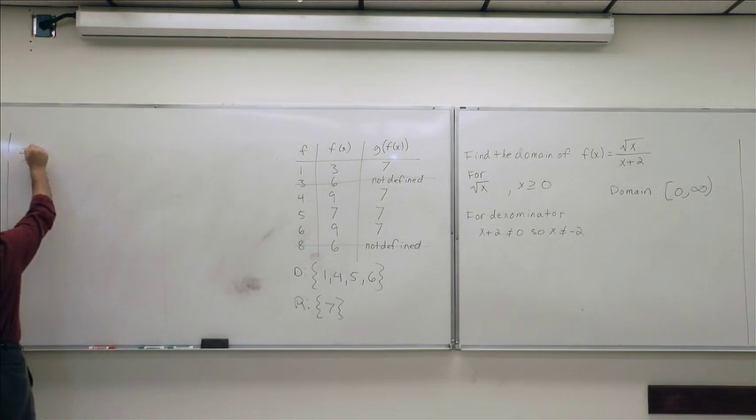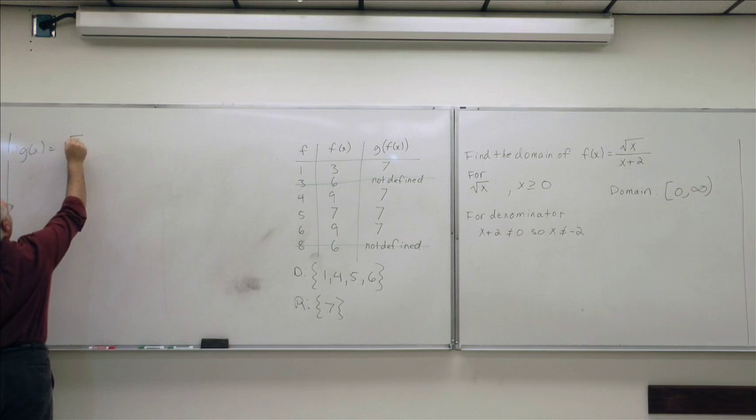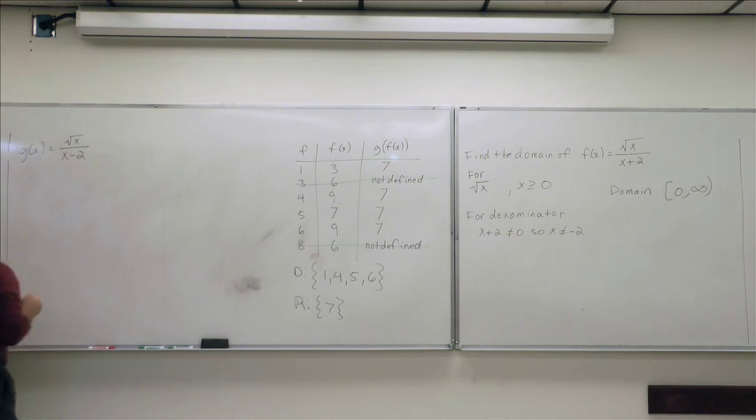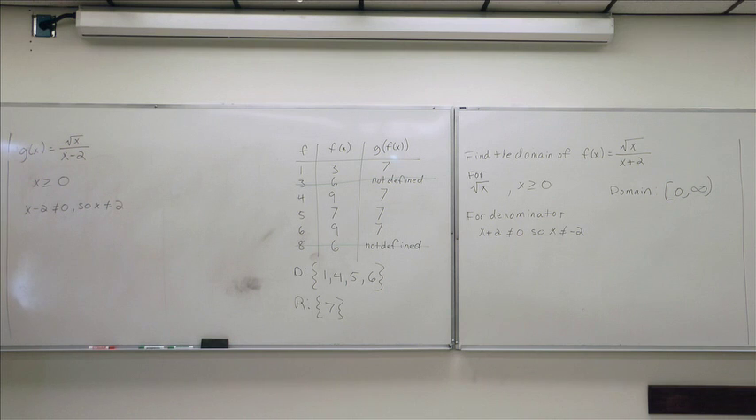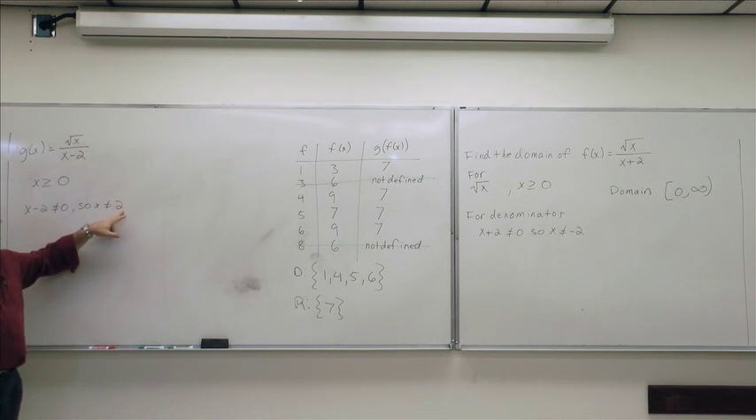What if we have g of x is the square root of x over x minus 2? In this case, we again get x must be greater than or equal to 0. But for the denominator, x minus 2 can't be 0, so x can't be 2. Now, if x is greater than or equal to 0, is it possible for x to be 2?